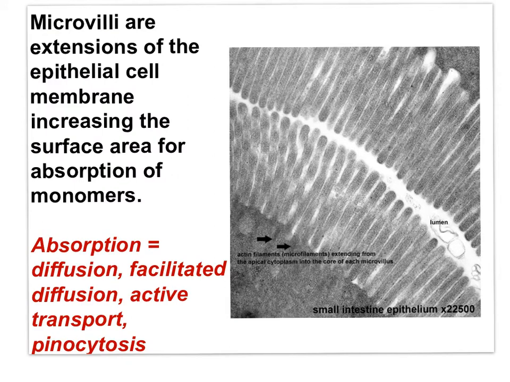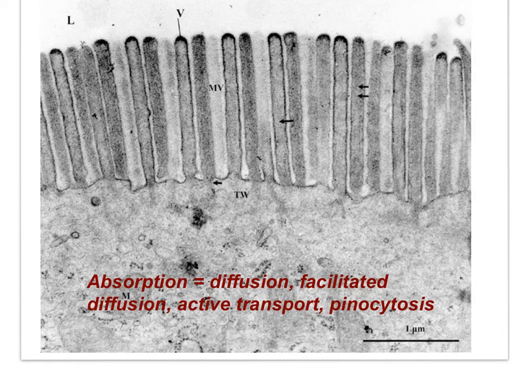It is across the epithelial cell membrane that monomers such as glucose, amino acids, fatty acids, glycerol, and nucleotides are moved into the bloodstream. Microvilli, seen here, are extensions of the epithelial cell membrane, increasing the surface area for the absorption of monomers. Absorption is an important term. It means diffusion, facilitated diffusion, active transport, and pinocytosis. Absorption occurs across the epithelial membrane, seen as the microvilli in this micrograph.